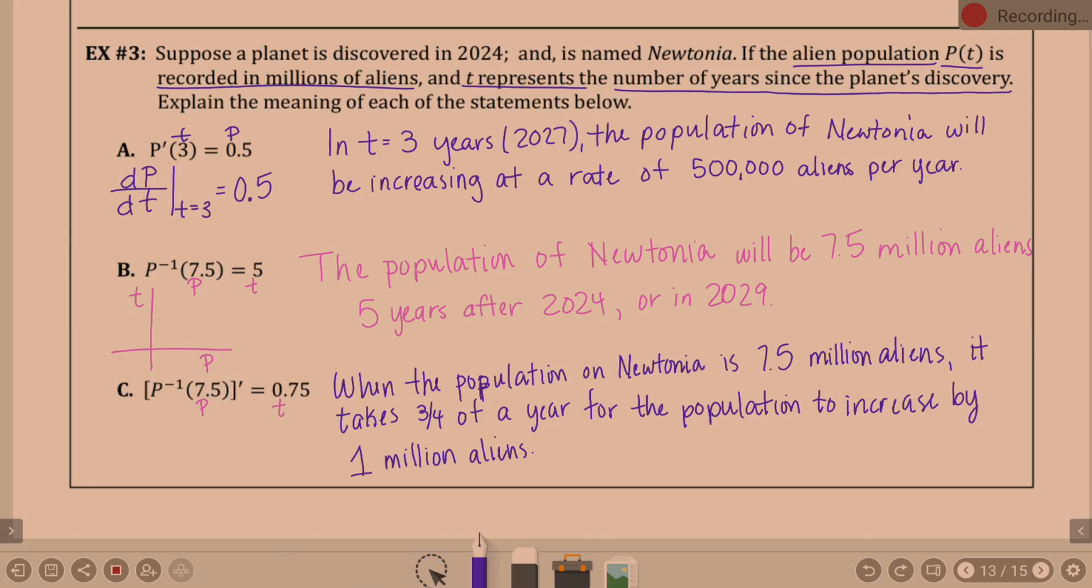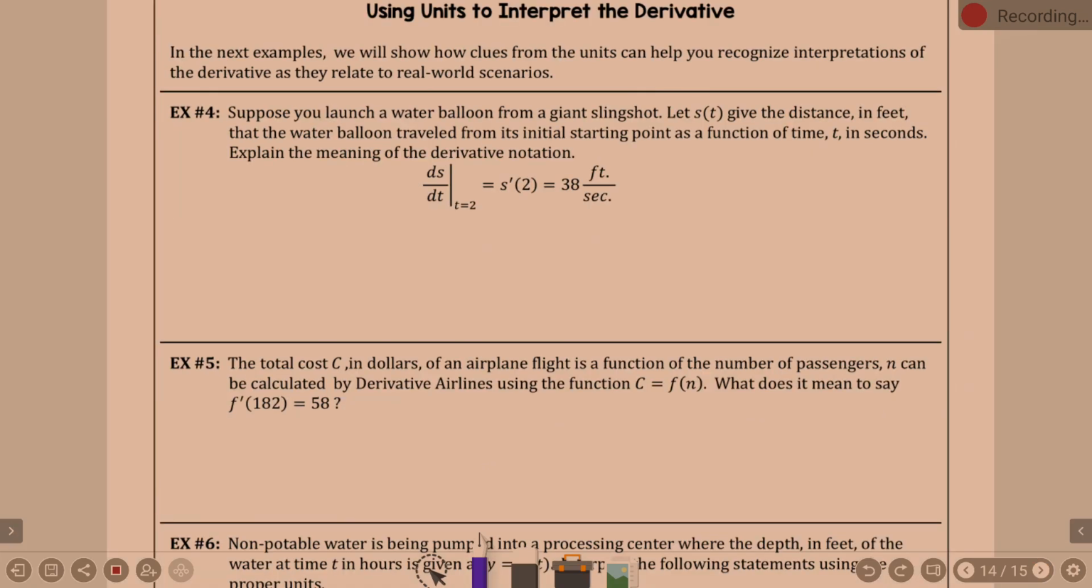Okay, we'll talk about derivative of the inverse again before we're done today. It comes back up on number 6, I know. Okay. Next page takes us along the same lines here. Next examples, we're going to show how clues from the units can help you recognize the interpretations of the derivatives as they relate to real-world scenarios.